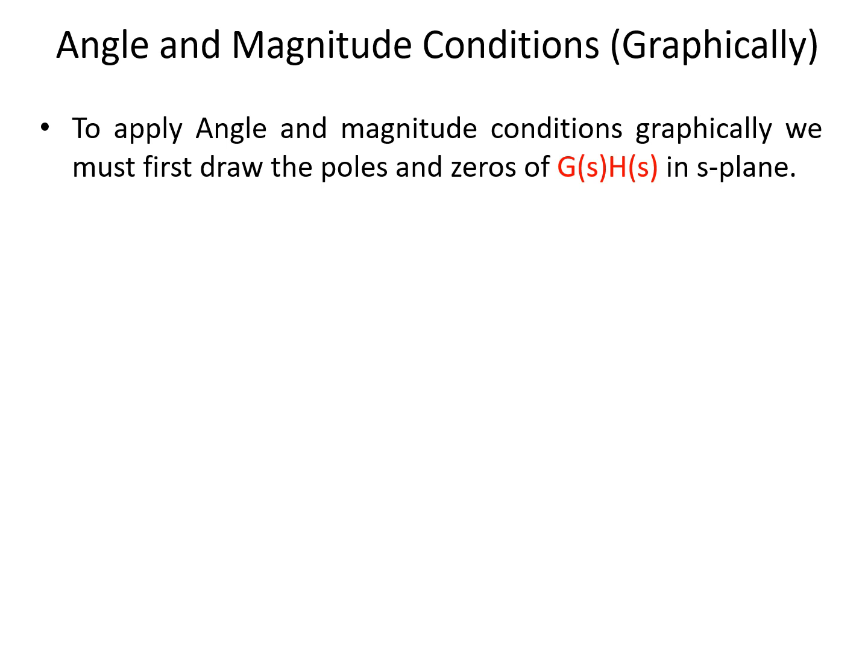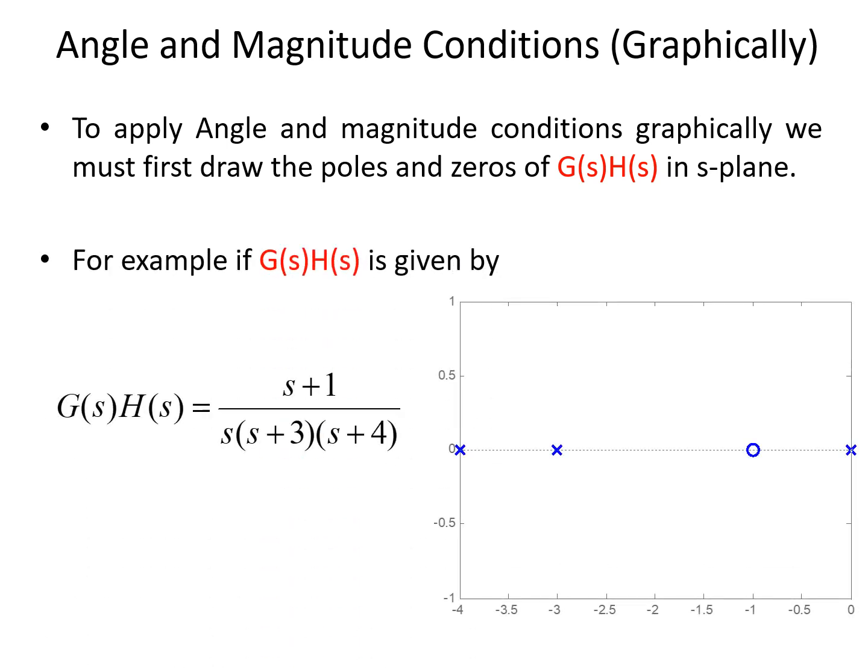Now, to apply angle and magnitude conditions graphically, we must first draw the poles and zeros of g of s into h of s in the s plane. For example, if g of s into h of s is given as s plus 1 divided by s into s plus 3 into s plus 4, then the denominator gives us the location of poles, as we have discussed previously, and s plus 1 gives the location of zeros.